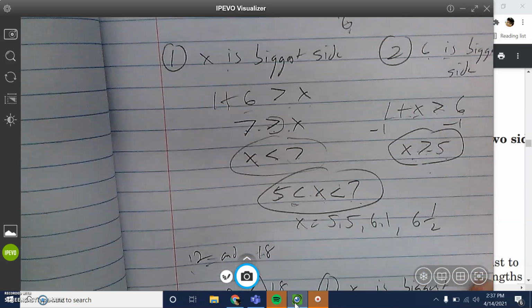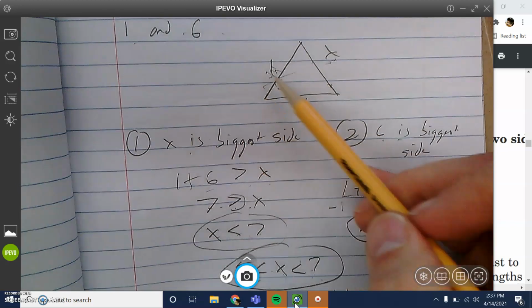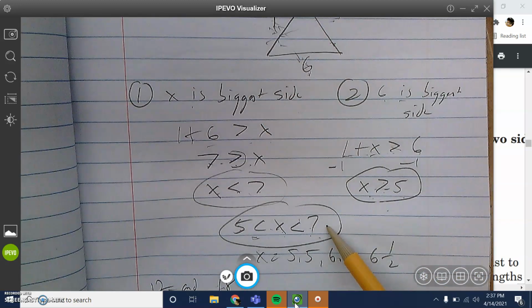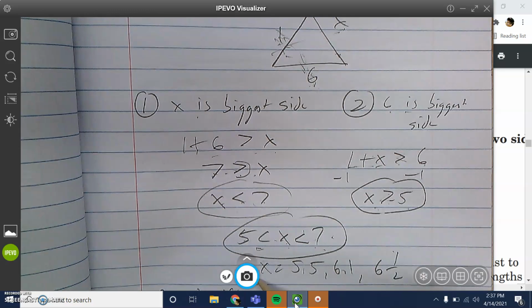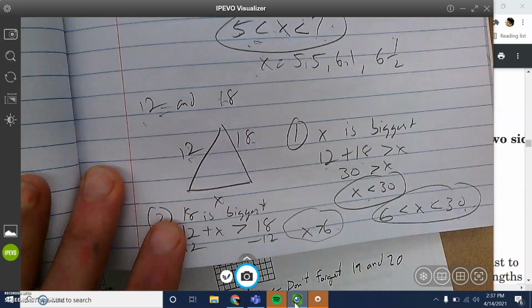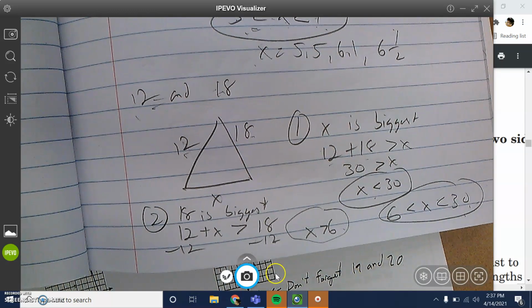See what I'm saying? Ooh. 1 and 6. 1 plus 6 is 7. 6 minus 1 is 5. You see the pattern? There we go. Nice job, everybody. Let's go on to the practice.